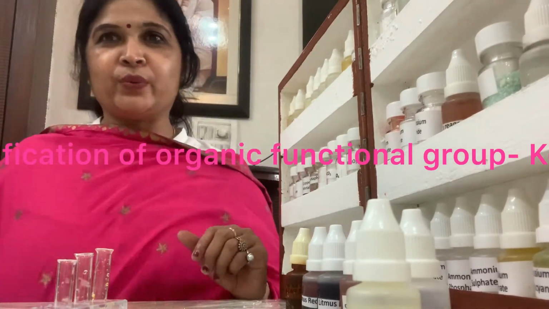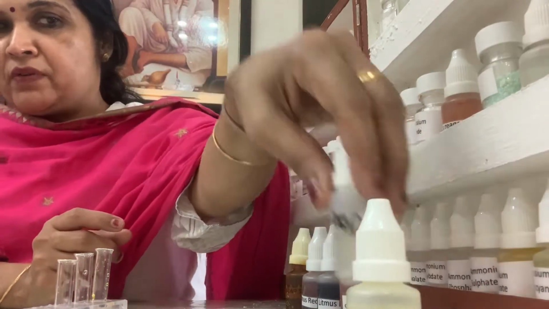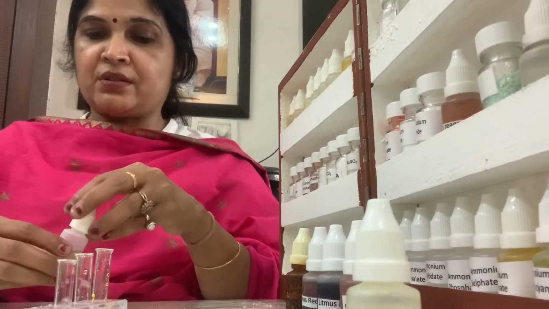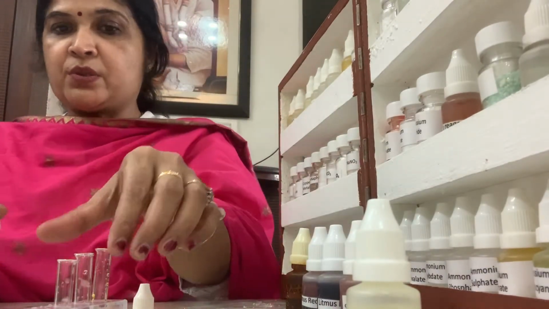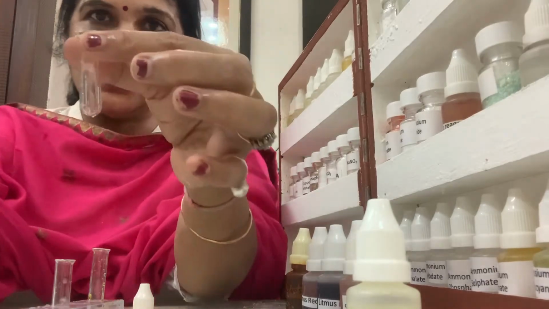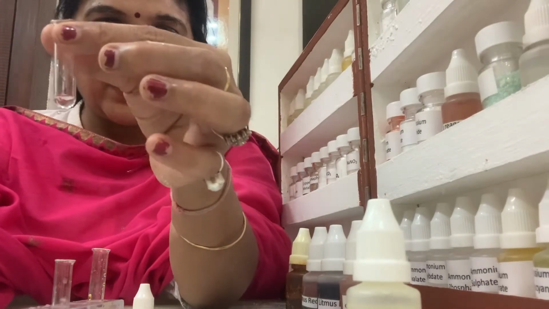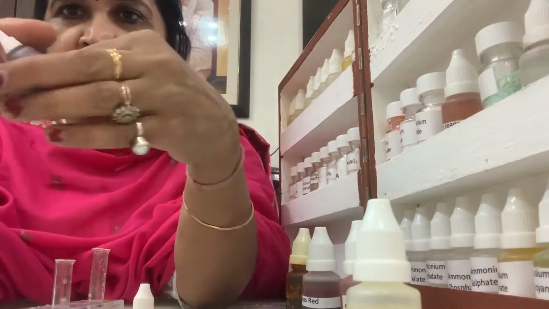Students, now we'll do the organic functional group test. Again, it is unknown for you. Suppose the unknown functional group is given. What is the first step? Already I have discussed. The first step is: take the organic compound and add blue litmus.